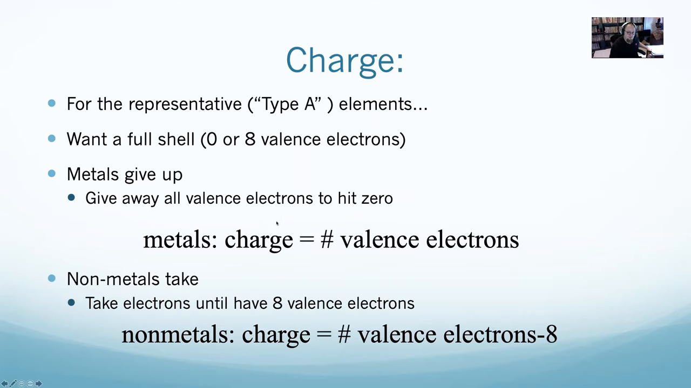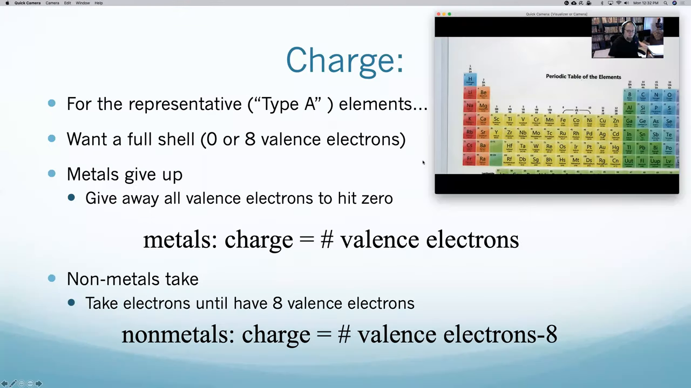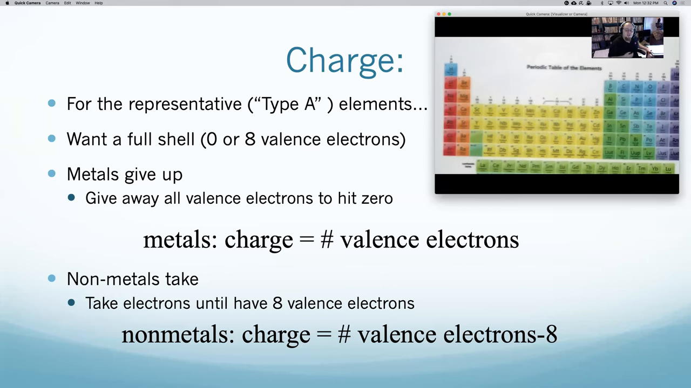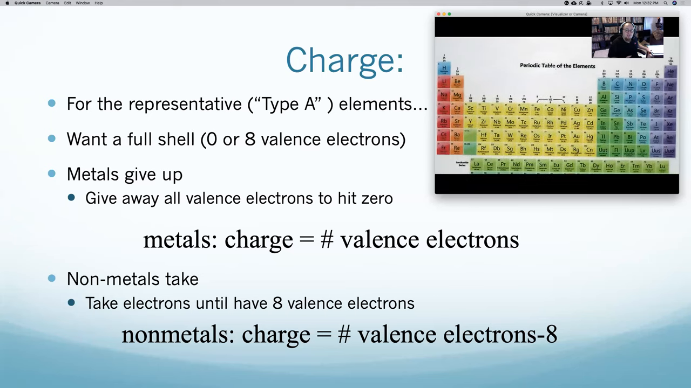Nonmetals are taking electrons. When a nonmetal ionizes, it'll gain electrons, and a nonmetal will gain a charge equal to the number of valence electrons it started with minus eight.